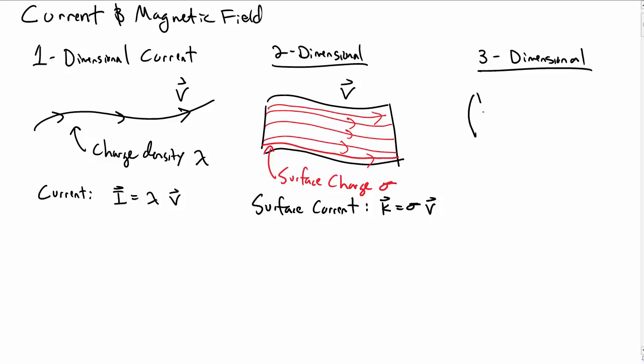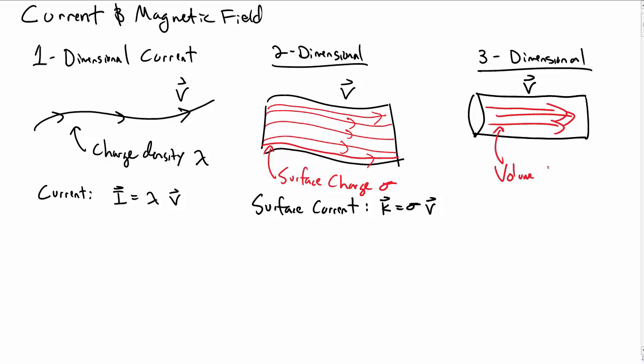Of course, you can imagine what would happen in three dimensions. Let's consider a tube of charge. There's some charge moving here with some velocity v, and this is some volume charge density, which we call rho. And so, of course, we're going to say this is some volume current. The expression for the volume current will be J vector, and that's equal to rho times v.